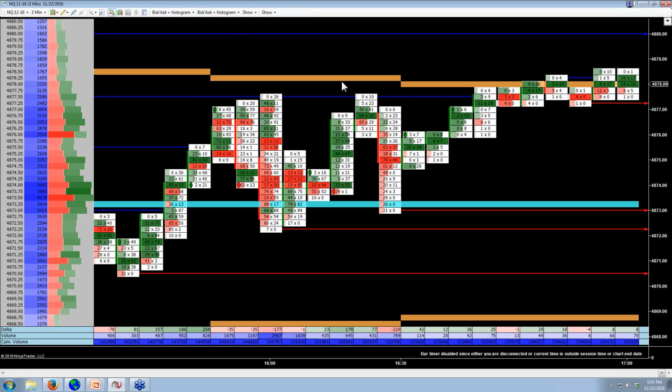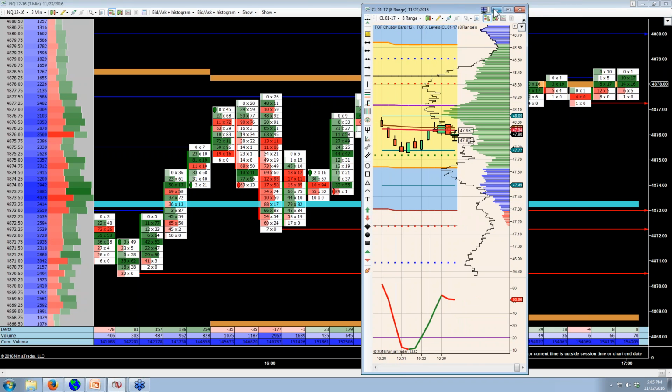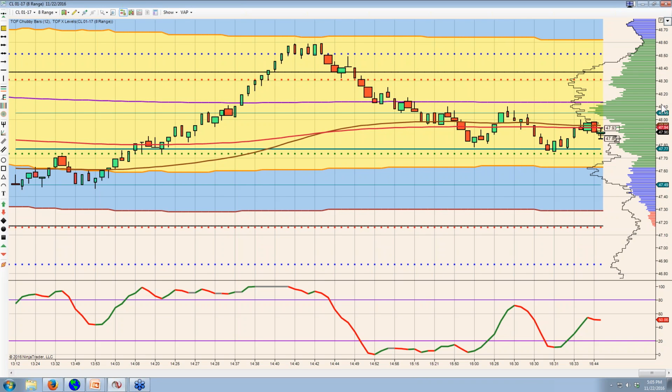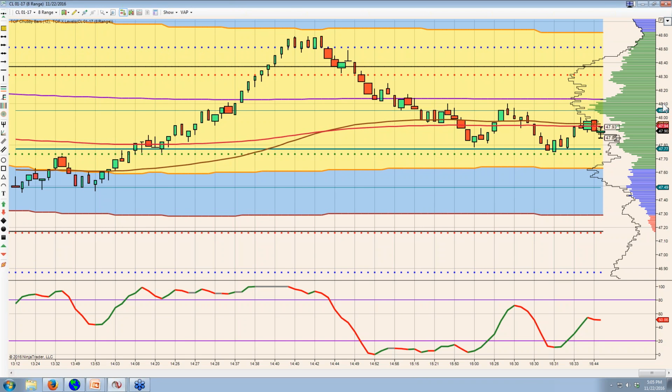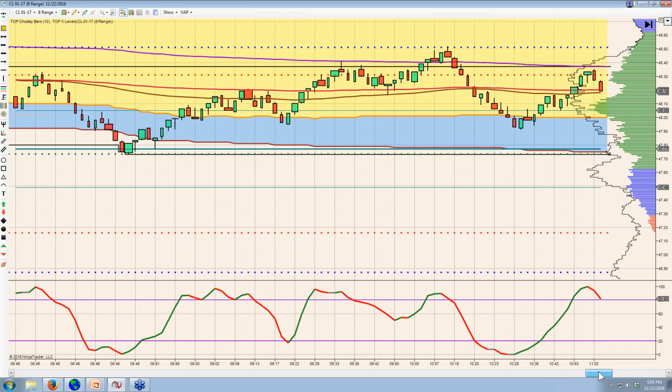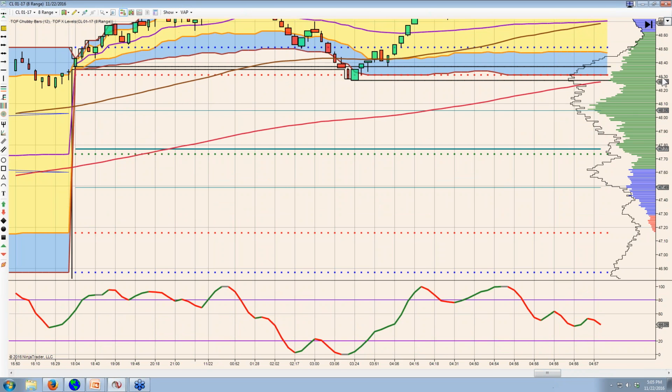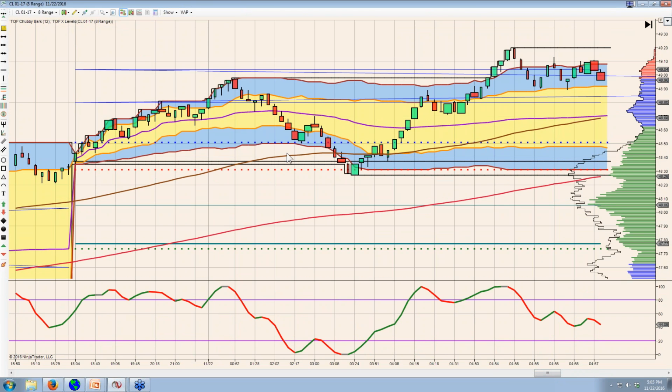The key is to know the levels, where they are, and then see who's stepping up in those areas, buyers or sellers. And that's it. So if it's buyers, you're going to buy the level. If it's sellers, you're going to sell the level.